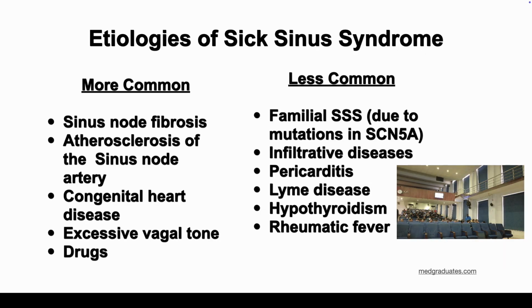Now these are the more common causes of SA node disease, like sinus node fibrosis, atherosclerosis of the sinus node artery, congenital heart disease, excess vagal tone, drugs. It can be familial infiltrative diseases like sarcoidosis, pericarditis, Lyme disease, hypothyroidism, rheumatic fever. So you see many diseases can produce sick sinus syndrome, but the most common is the age-related degeneration in the SA node and other parts of the His Purkinje system.